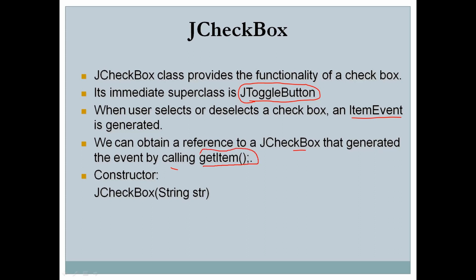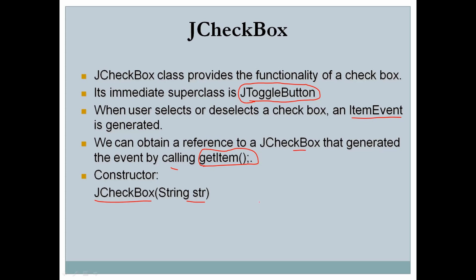In case of checkboxes, you may have multiple checkboxes on the GUI, and to know which checkbox from the list of checkboxes has generated an event, you can use the getItem method. The constructor by which you can create a checkbox is JCheckBox, which takes a string as an argument. So this is one important constructor by which we can create a checkbox.